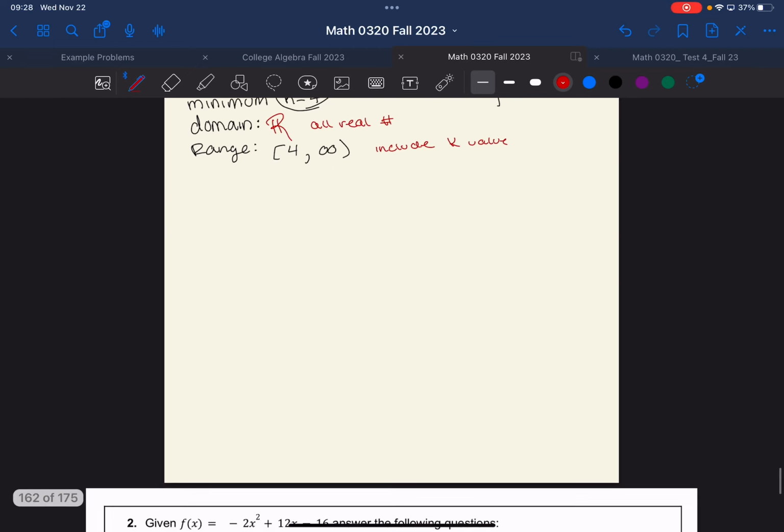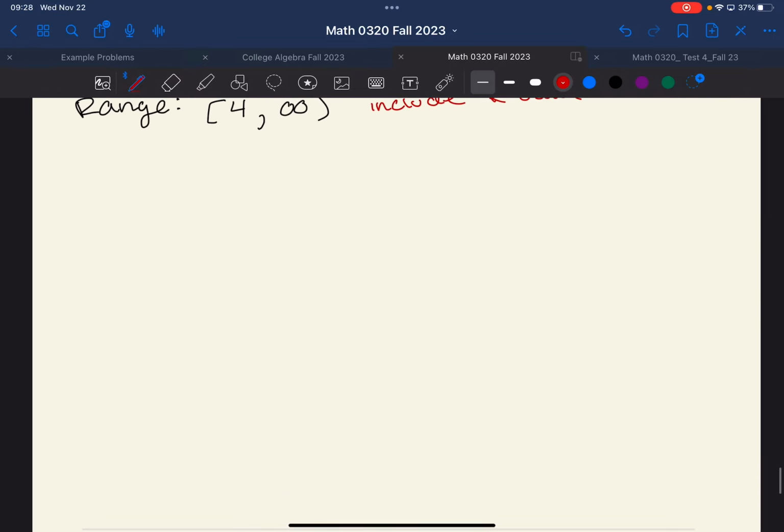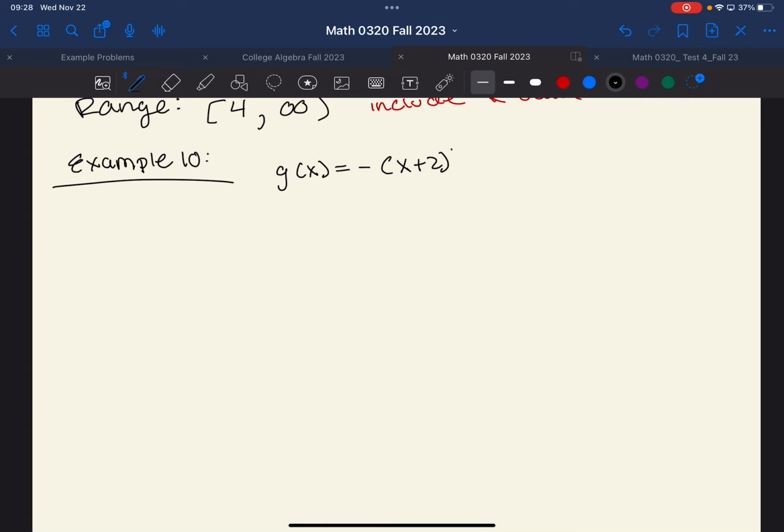So last example here, we have example 10. We're doing the same exact thing, going through all those questions. So example 10, we have the function g of x is equal to negative (x plus 2) squared minus 7 over 4. Okay. So before we answer the questions, let's go ahead and see what this graph is going to do.